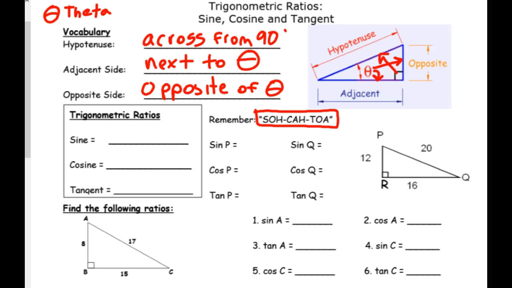Everyone say so. Now say ka once. Don't say it twice. And then toa. Now, that's a weird phrase, right? You'll learn what it means in math, but you need to memorize this thing.